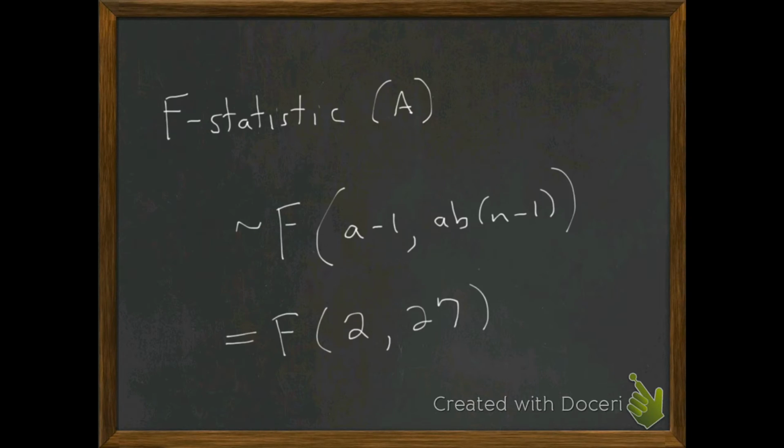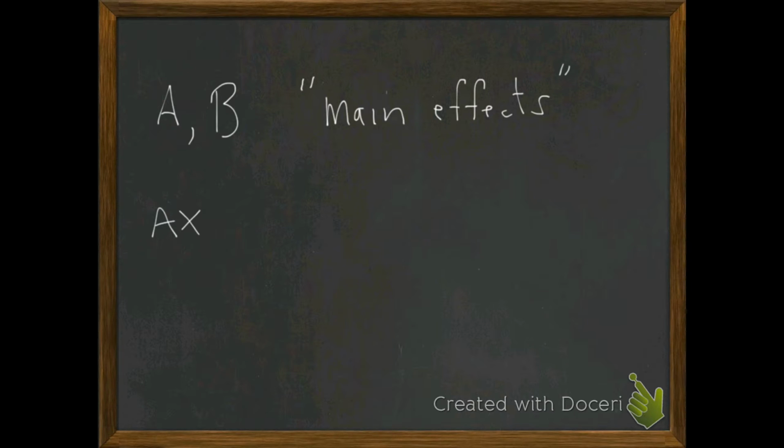Okay, so guys, a little bit of terminology there. A, B are called the main effects. And obviously A cross B is called the interaction effect. So what I want to do now is I want to illustrate using R what we actually get here.